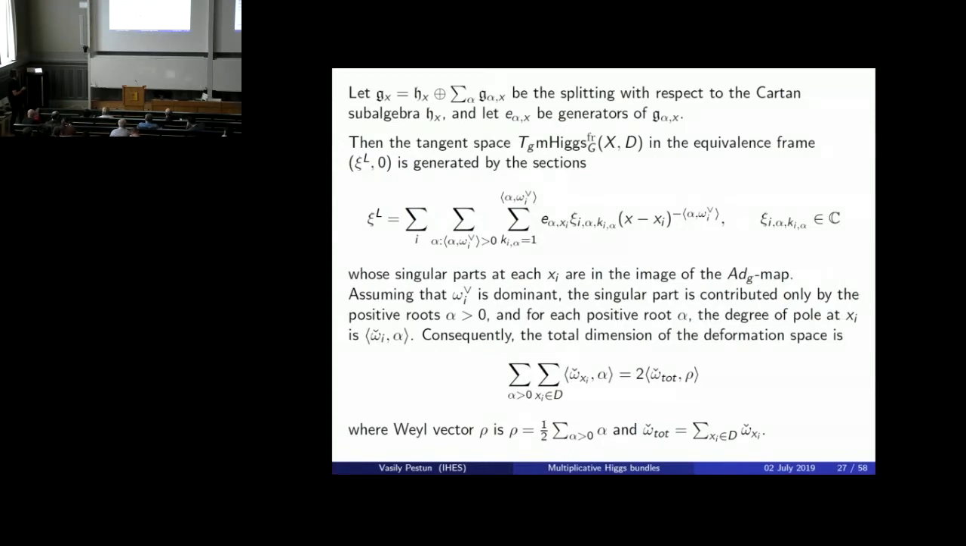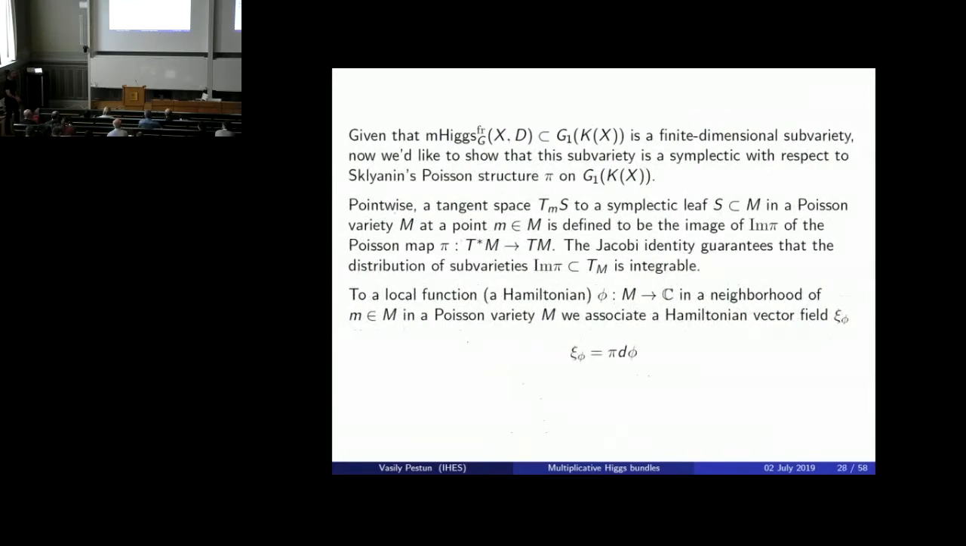Consequently, the dimension of the tangent space is just given by the number of coefficients here. You sum over all singularities, over all co-weights, and you sum over all positive roots. When you do that, you express it in terms of the Weil covector, which is 1/2 of a sum over positive roots. That's a formula which appears often in these studies.